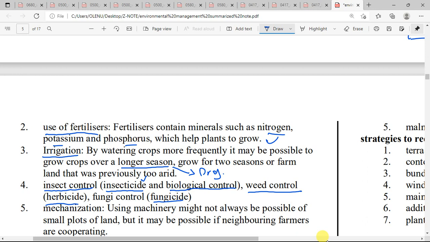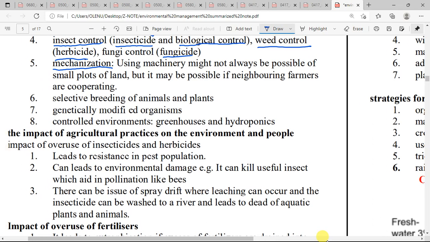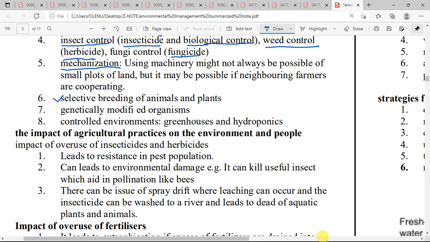The fifth point here is mechanization, and it involves using machineries. It might not always be possible on a small piece of land, but it may be possible if neighboring farmers cooperate and you decide to use machineries to improve crop production and reduce human labor. Then next, you look at selective breeding of animals and plants, genetically modified organisms, and controlled environments such as greenhouses and hydroponics. Hydroponics is the process of growing crops in the absence of soil. So you can grow crops within an enclosure in your house and within a small area. You don't need a large piece of farmland to do that.